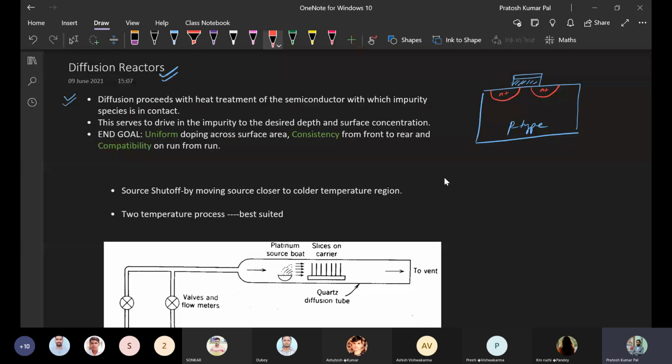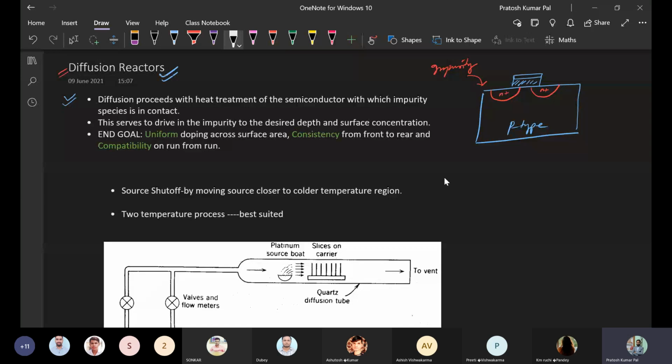This type of deposition of donor atoms that can generate an N type semiconductor, that doping will be done with the process called diffusion. This diffusion can be of different types. Basically, we are introducing the impurity to dope a particular region. Based on that impurity, we can say whether it is p-type doping or n-type doping.